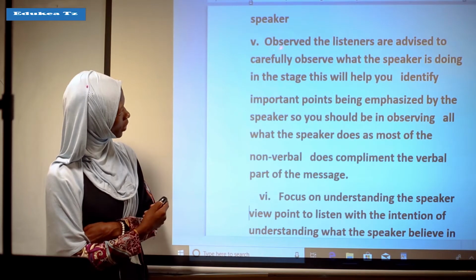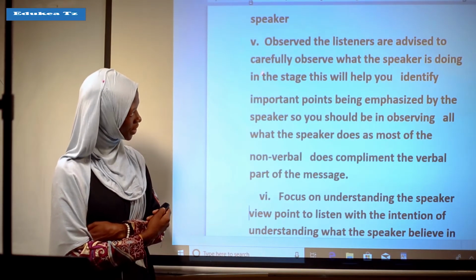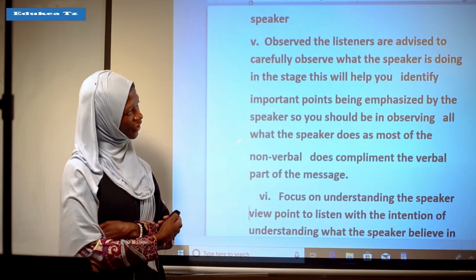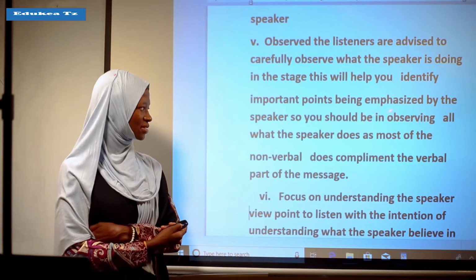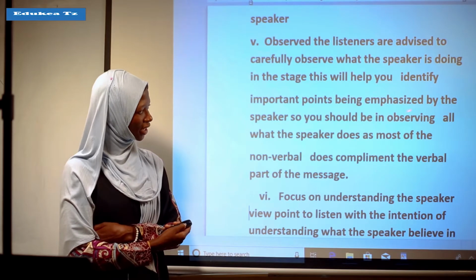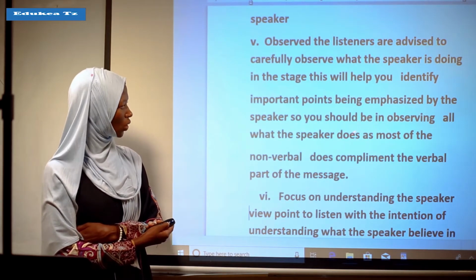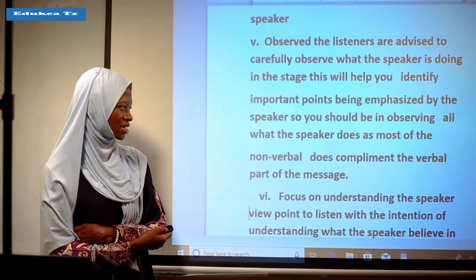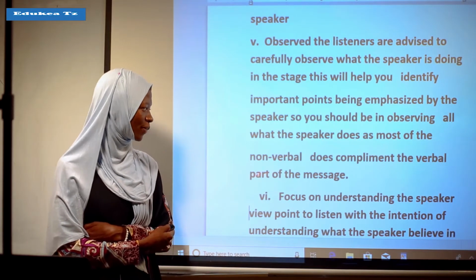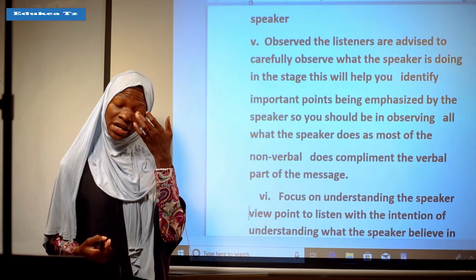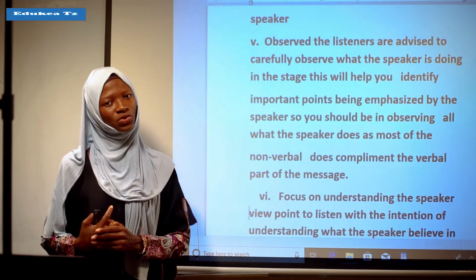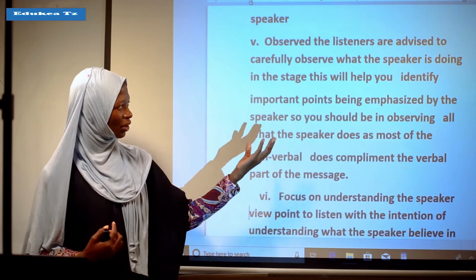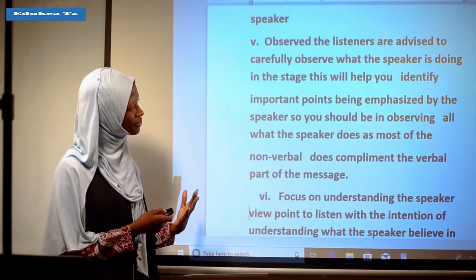Next one is observe. Listeners are advised to be careful and observe what the speaker is doing. This will help you to identify important things being emphasized by the speaker. You should observe all that the speaker does, as most of the non-verbal actions complement the verbal part of the message. You have to observe the speaker on what she or he is doing.